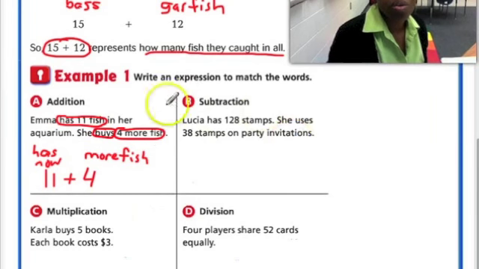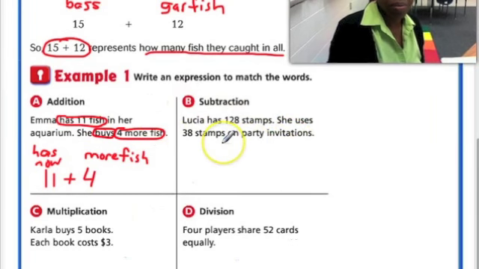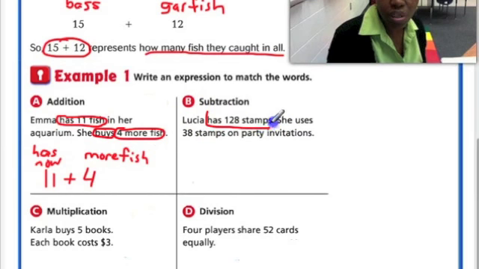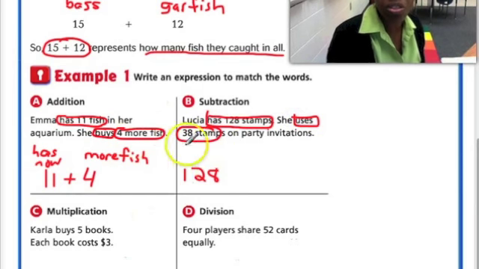Okay, let's look at a subtraction example. Lucille has 128 stamps. She uses 38 stamps on party invitations. Again, we look at what we know is happening now. She has 128. That's how many stamps she has right now, until these things happen, until she uses 38. I want to look at that word, uses. When I use something, I'm taking away from what I have, so I'm going to subtract.